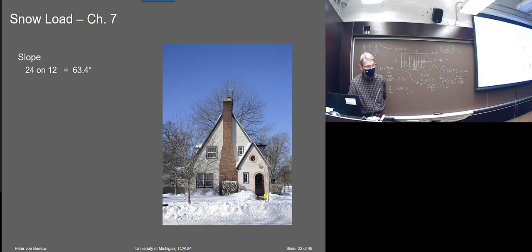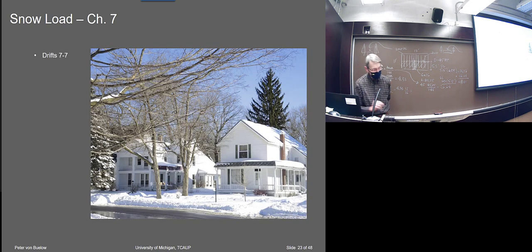This was a few years ago. I walked around. We had a big snow, and this is one, 24 on 12, 63 degrees, and you can see they don't have much snow. It all falls off, so they don't have to deal with too much snow on that house. Some of the others, they get more drifting. You can see it drifting up in here, a little bit more on that. It's kind of hard to see, but they had some drifting.